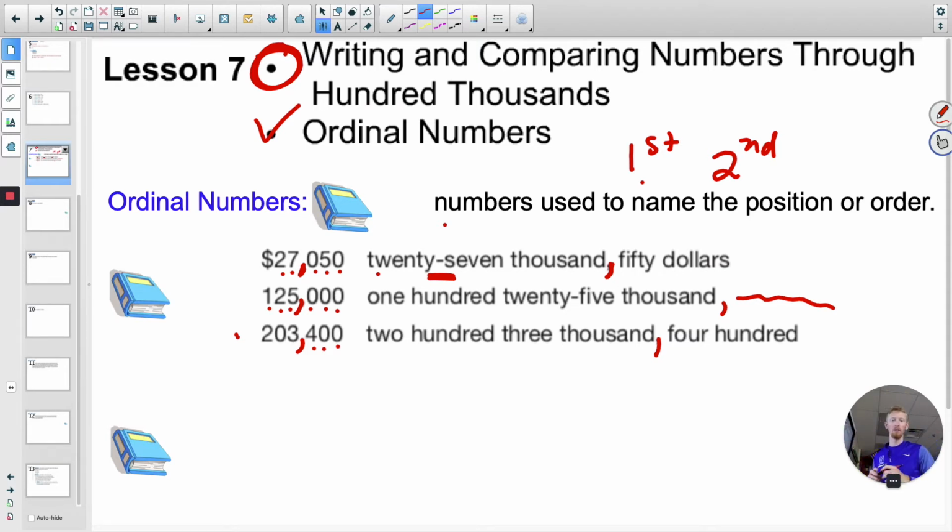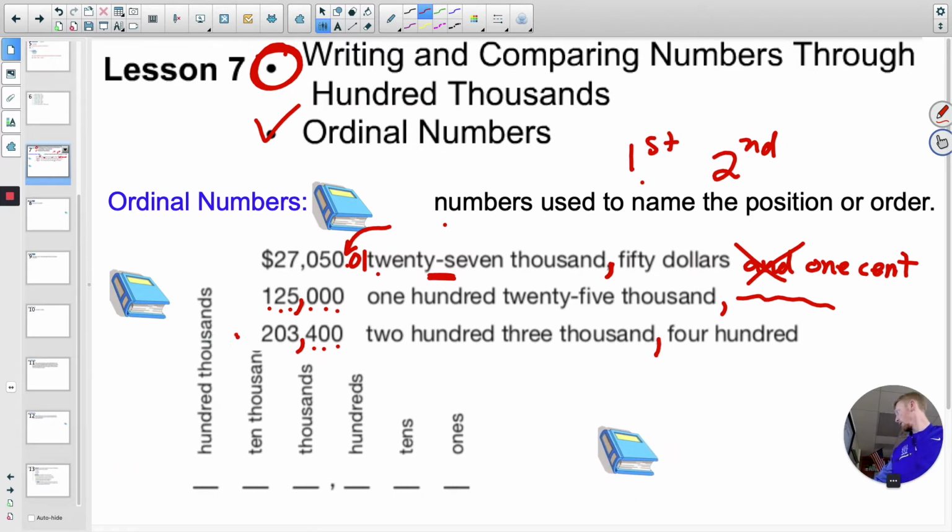A lot of people will say numbers incorrectly. They'll say 203,000 and 400. That's not the correct way in English to say it. You only use and when you're going to talk about cents. So if this was $27,050 and 1 cent, that's how you'd write that. But otherwise, you never use the word and. And is only for the decimal spot in money.